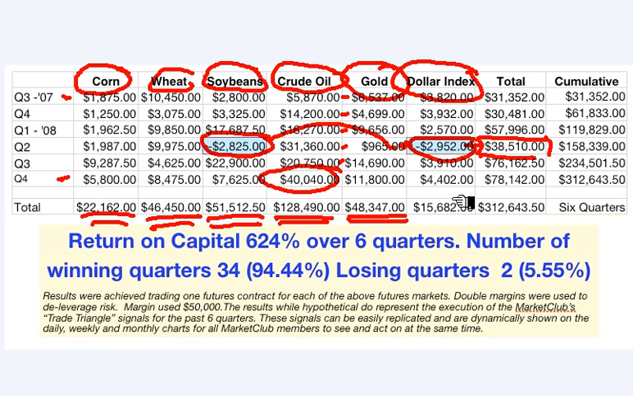Now look at these last 2 quarters: $76,162. This is on a $50,000 investment. And finally this quarter, $78,142, giving us a cumulative total. If you take all these numbers, add them up like here, you're going to get an idea of where we are: $312,000 in gains just by using our trade triangle technology. Now the return on capital for the 6 quarters was 624%.